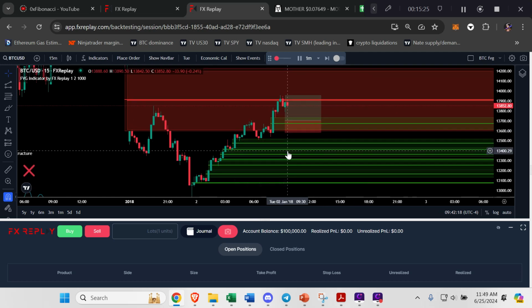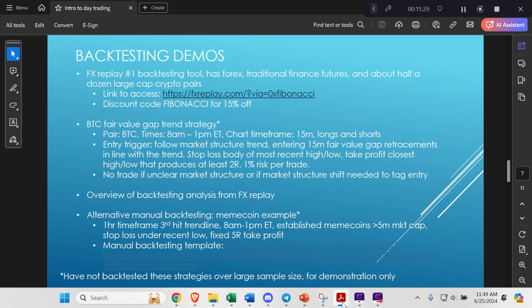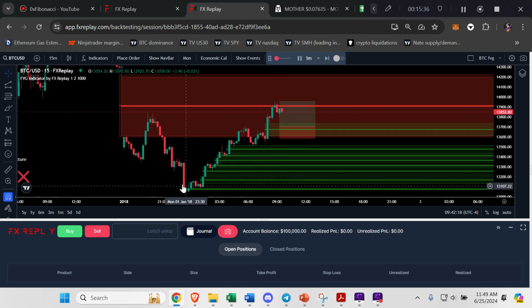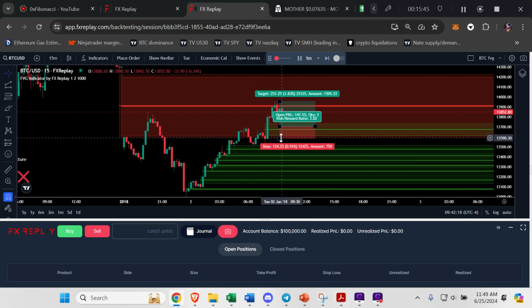So in this example, going back to our rule set, we're trading from 8 a.m. to 1 Eastern. So we're at a little after 9 a.m. here, and there's a 15-minute, pretty clear uptrend, right? We've got a series of higher highs, higher lows, and we've got our nice fair value gap here. As I'd mentioned in the rule set, I'm putting my stop loss under the body of the recent low. And then I adjusted the entry so that when I target this recent high, we'll get at least 2 to 1 risk to reward.